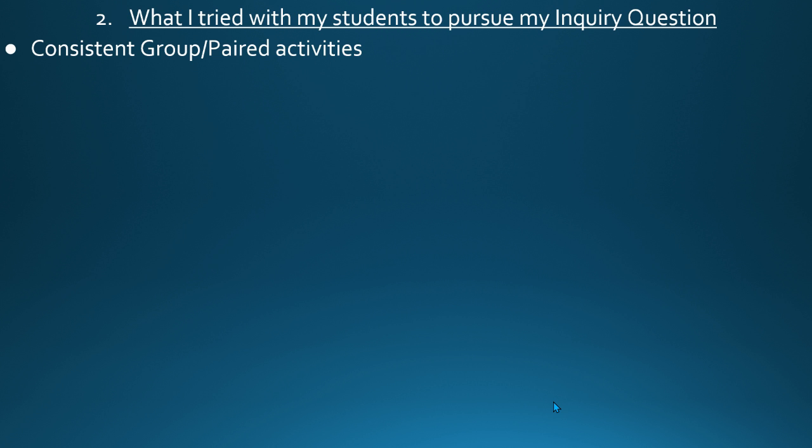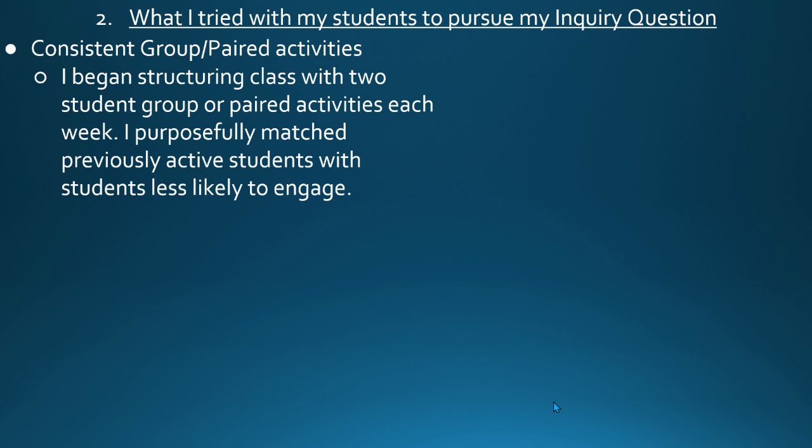The next idea that I tried with my students was consistent group and/or paired activities. And when I say group, I mean small group. In my inquiry, in my goal for myself, I did say one weekly group or paired activity. But after the first week, I did up that to two. So here I'm stating that I began structuring class with two student group or paired activities each week. I was purposefully matching previously active students with students who were less likely to engage.